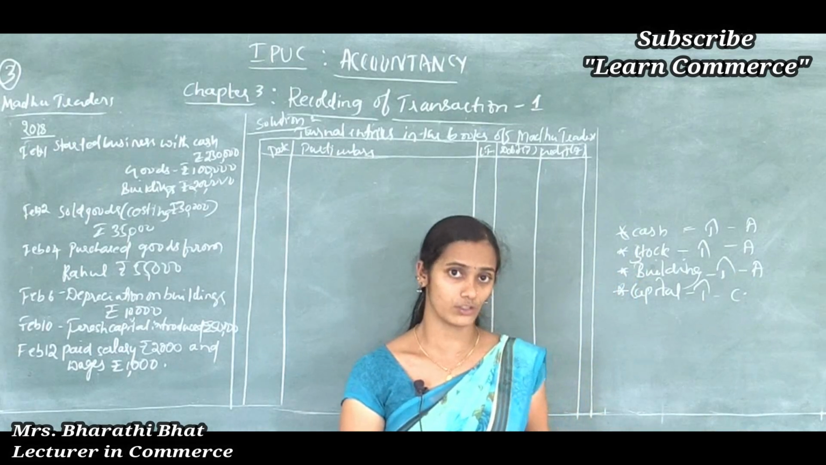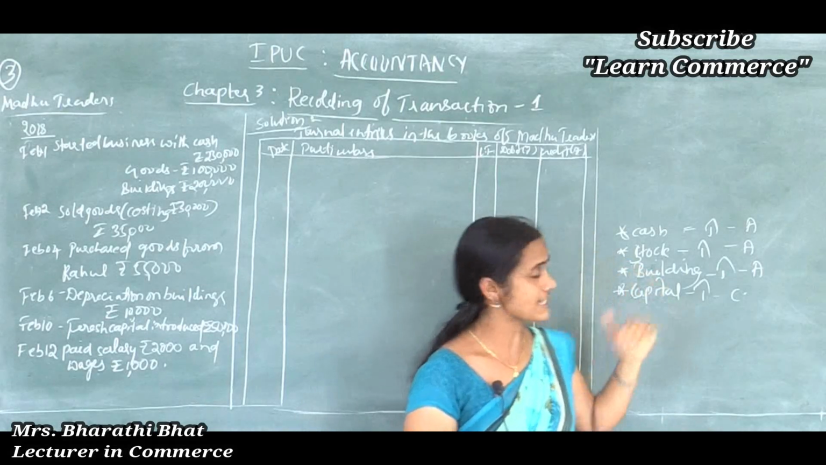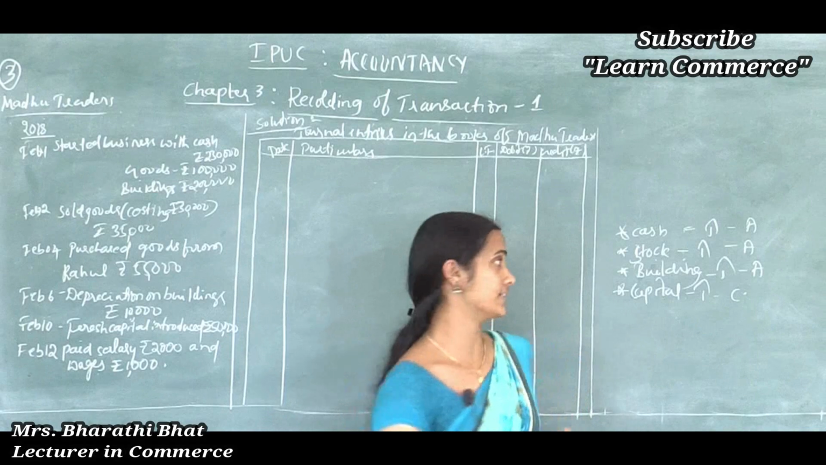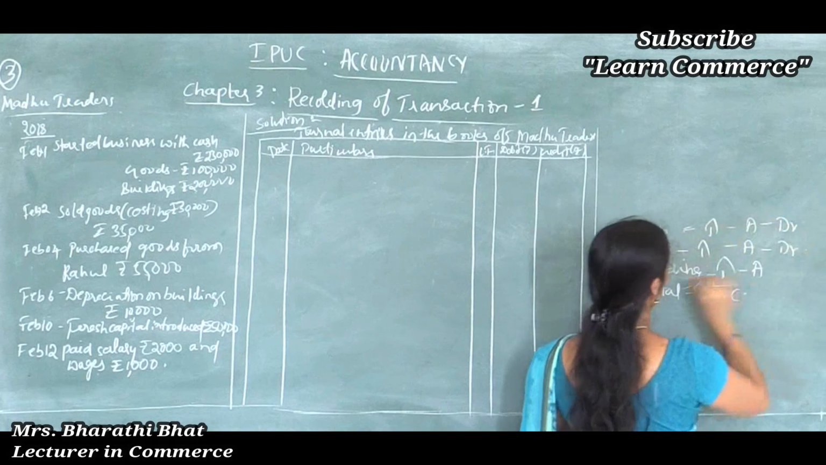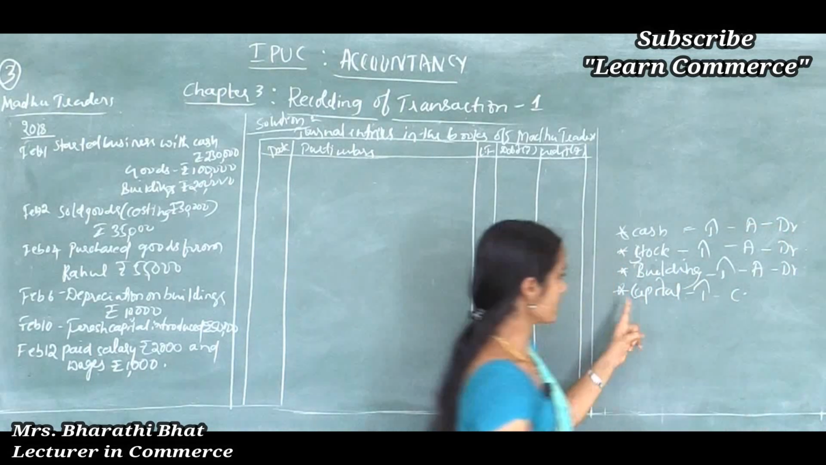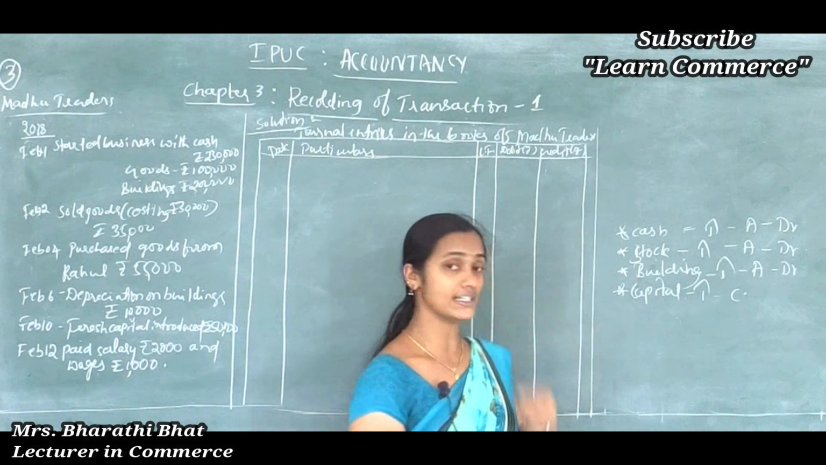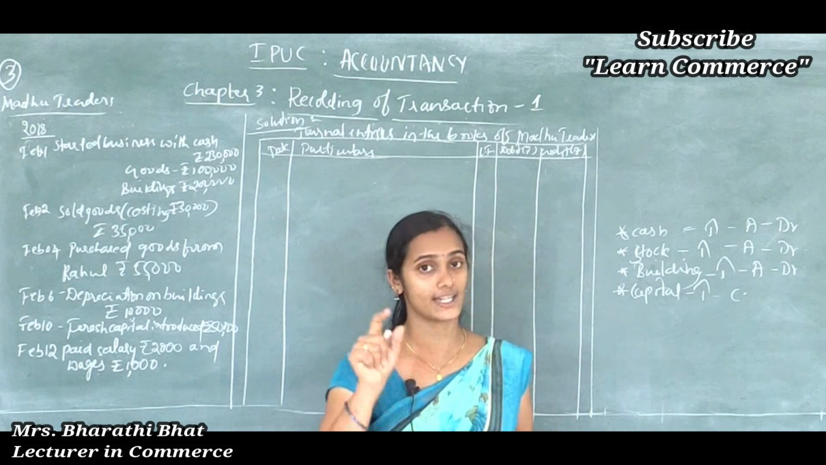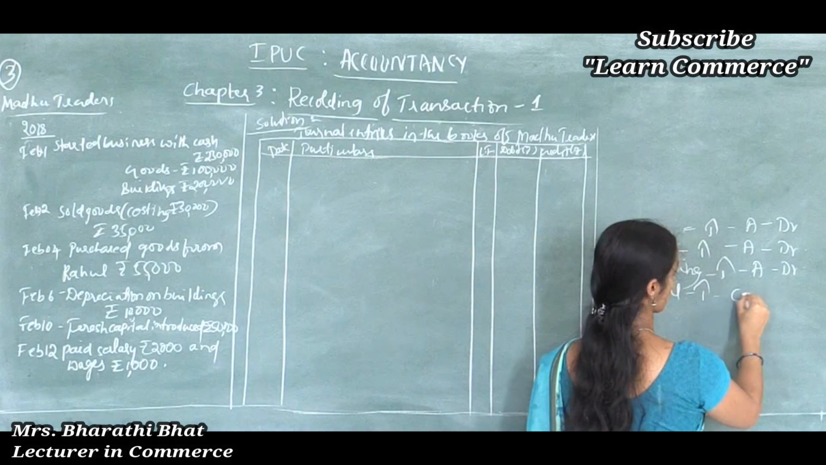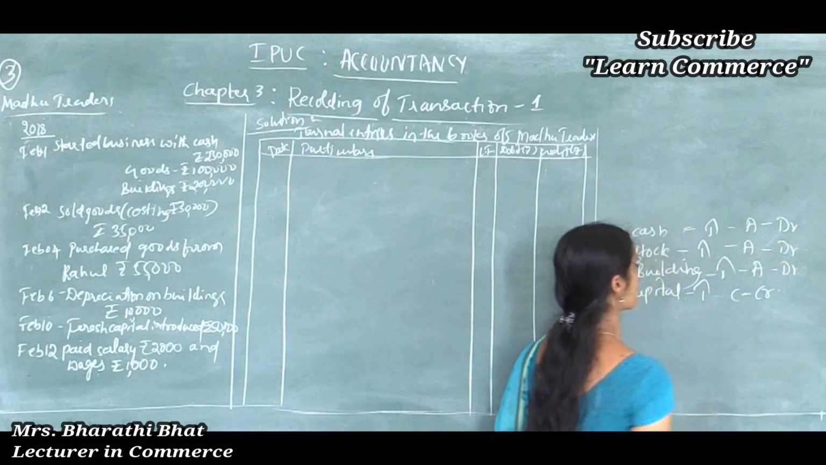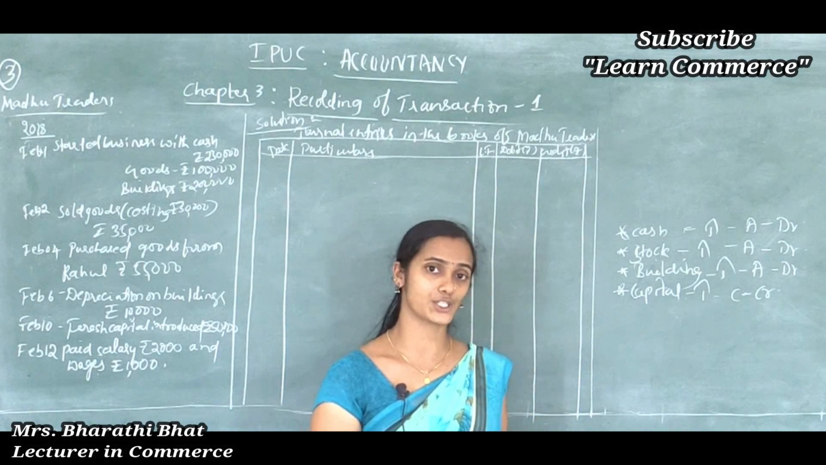Then apply the rules of debit and credit. What is the rule of asset? Increase in asset is to be debited. So cash shows increased value, stock shows increased value, building shows increased value, and capital also shows increased value. What is the rule of capital? Increase in capital is to be credited, decrease in capital is to be debited. Here capital shows increased value, so we should credit that account. Increase in capital is to be credited.